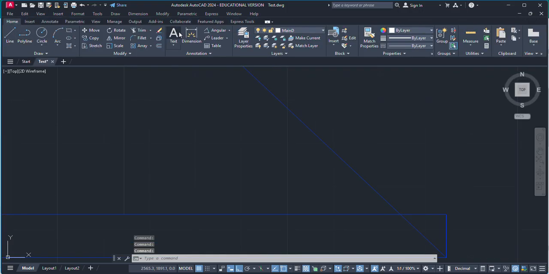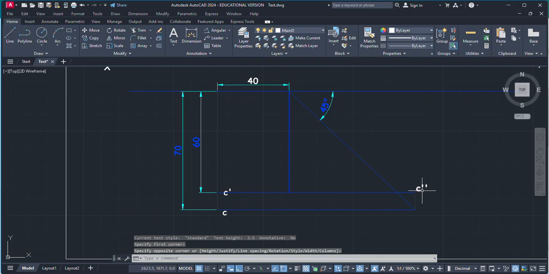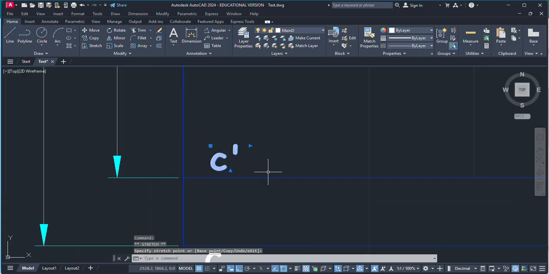C double dash. This view is on RPP. So the view is left side view. Now we need to just move this thing a little bit high.